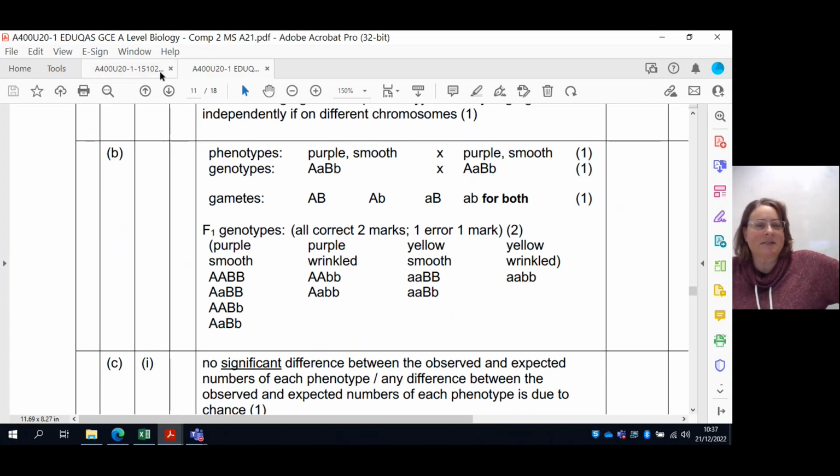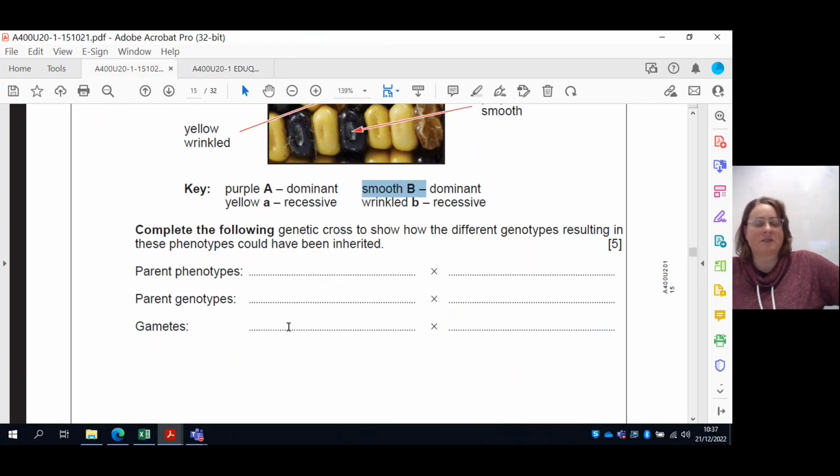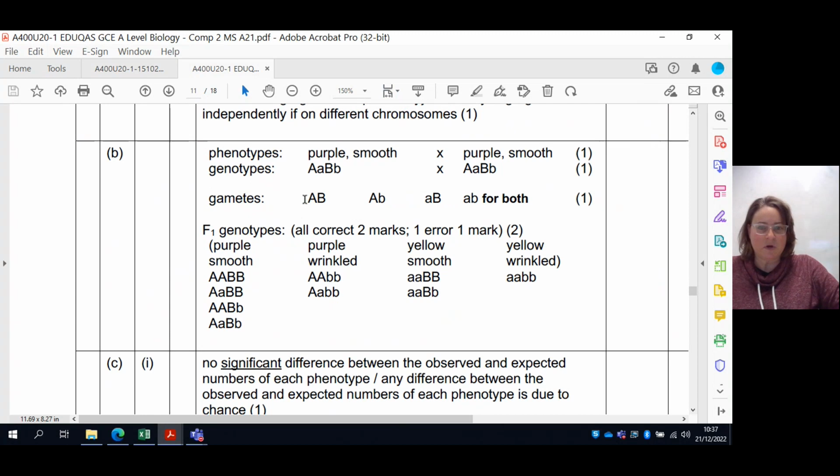And then for the gamete question, what possible combinations are you going to get to put the haploid information into the pollen or into the ova? The haploid information is one of A, one of B. Doesn't matter which one, you need all combinations. So you could have a capital A with a capital B, a capital A with a lowercase b, lowercase a with a capital B, lowercase a with a lowercase b, as per this line here. Okay, and that needs to be there for both to be getting that mark.